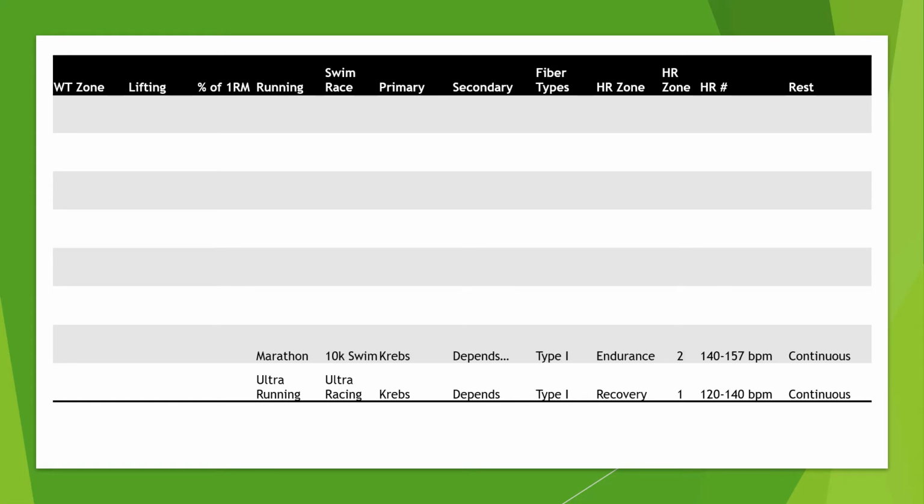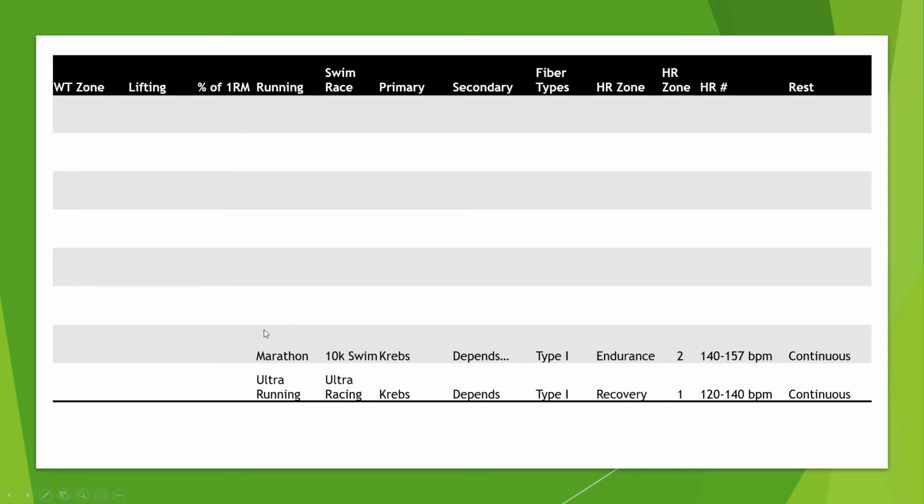Then you have zone number 2, endurance zone. So this is where you're pushing that pace a little bit, between 140 and 157 beats per minute. Again, continuous, Krebs cycle, type 1 muscle fiber. This is where you're doing a marathon or a 10K swim, or at least where you'd start out for your marathon or 10K swim, and then due to cardiac drift, you drift into zones 3 and 4. But you'd at least start out probably at the top of this zone.